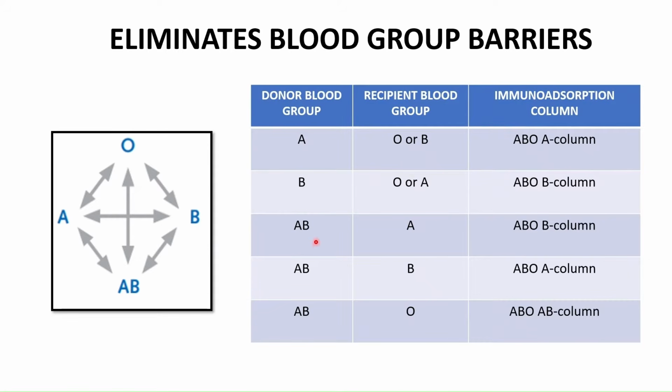If the donor blood group is AB and the recipient blood group is A, then the immunoadsorption B column is to be used to adsorb anti-B antibodies. If the donor blood group is AB and the recipient is B, then the immunoadsorption A column is to be used to adsorb anti-A antibodies. If the donor blood group is AB and the recipient blood group is O, then the ABO AB column is to be used to adsorb anti-A and anti-B antibodies.